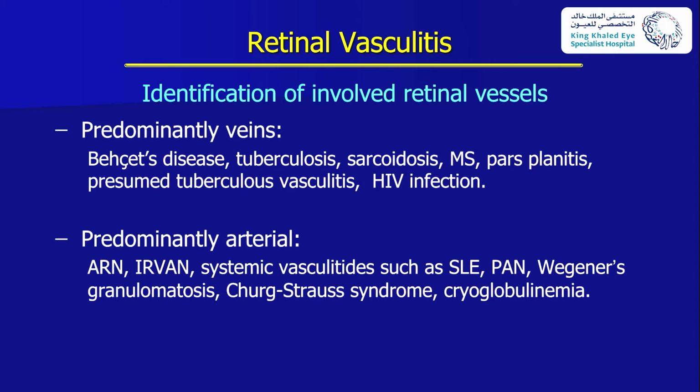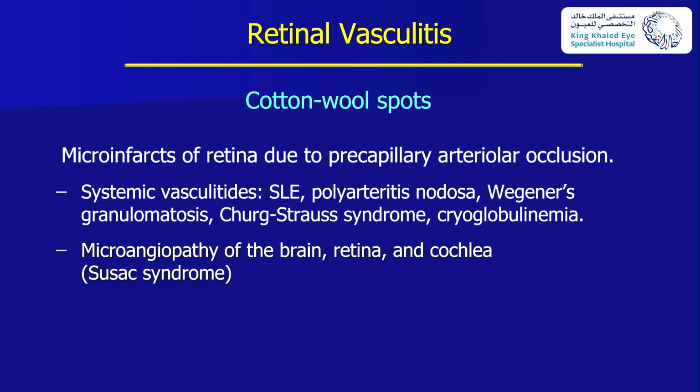Now, when you evaluate a patient with vasculitis, you can notice that the vasculitis can predominantly affect the veins and can predominantly affect the arteries. If it predominantly affects the veins, Behçet disease is the differential diagnosis, tuberculosis, sarcoidosis, MS. And if it is purely arterial, you have to think about acute retinal necrosis and IRVAN, and of course systemic vasculitic entities. That's why I call this manuscript clinical approach.